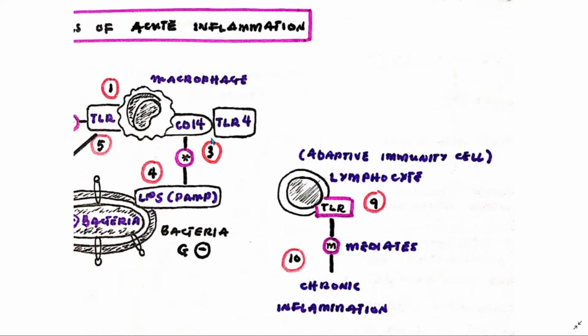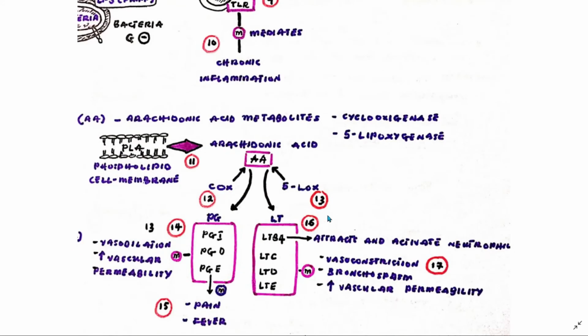TLRs are also present on cells of adaptive immunity, for example, lymphocytes, and therefore they play a very important role in the mediating of chronic inflammation. Now let's move on to talk about arachidonic acid metabolites. So basically, arachidonic acid is released from the phospholipid cell membrane by phospholipase A, which we have abbreviated here as PLA. So PLA represents phospholipase A.